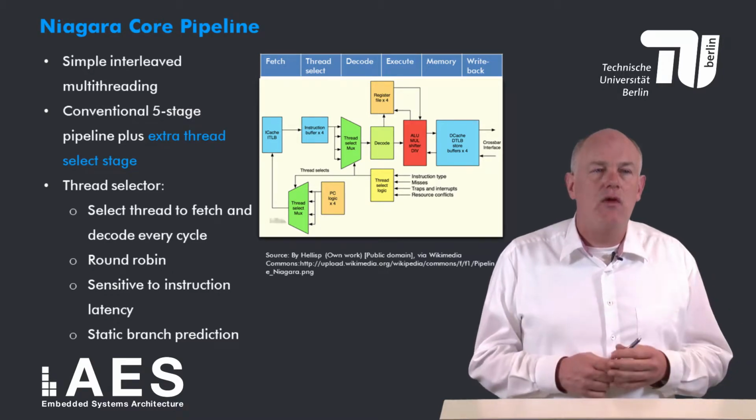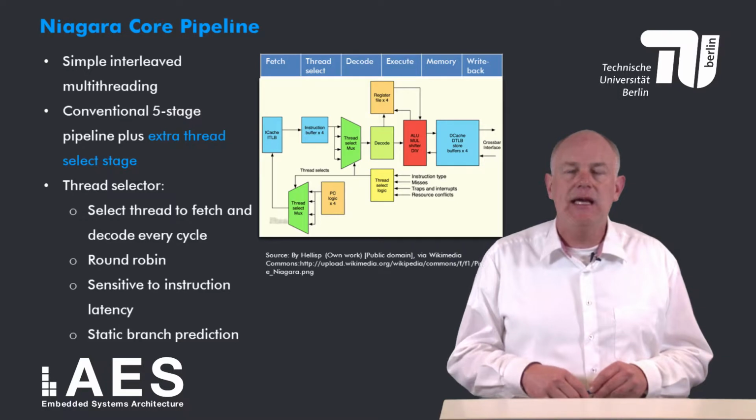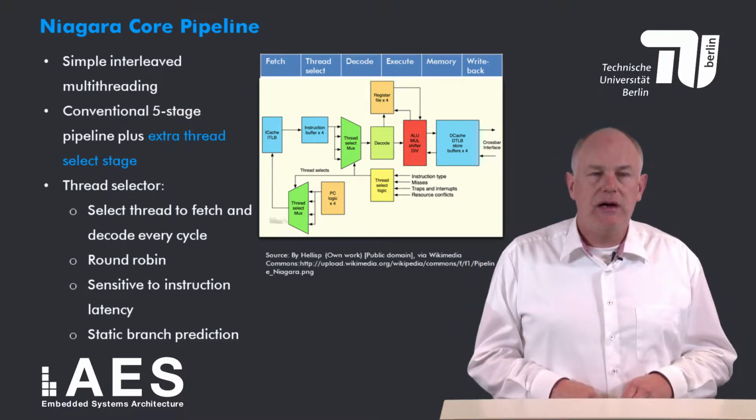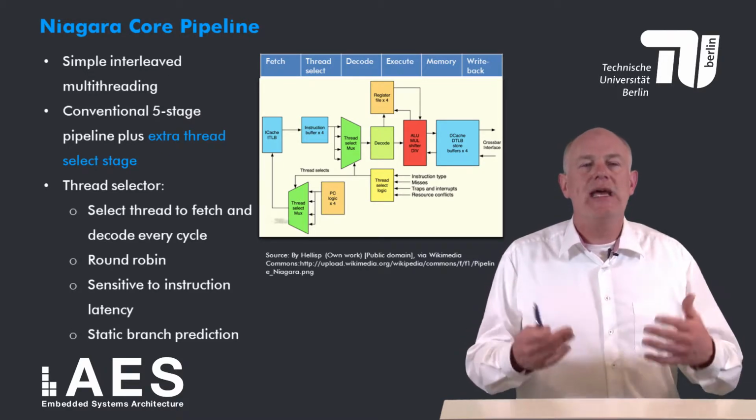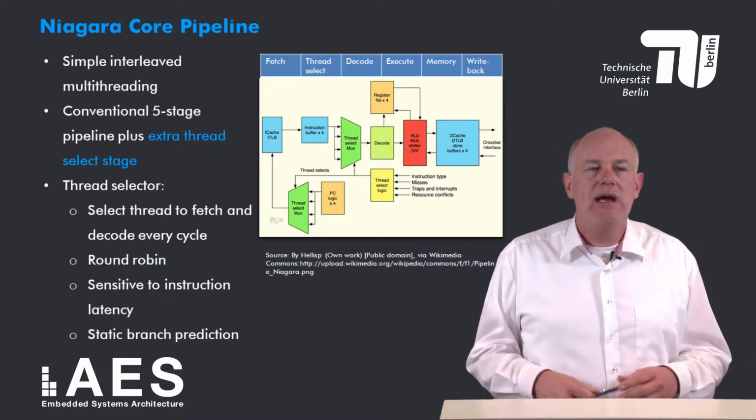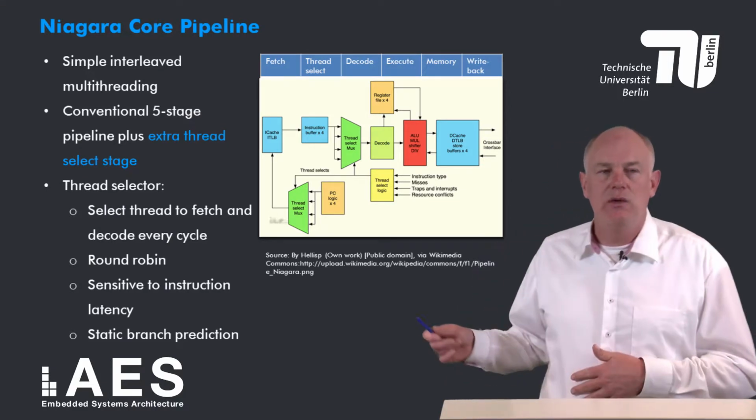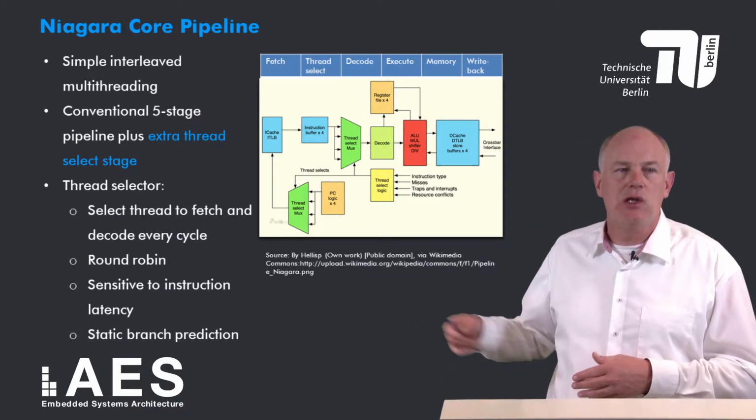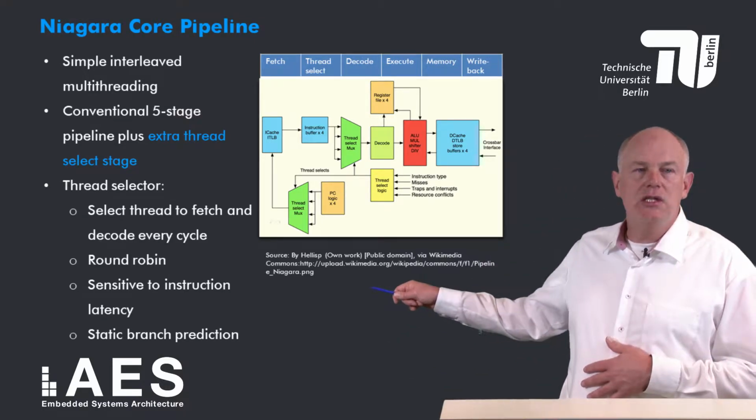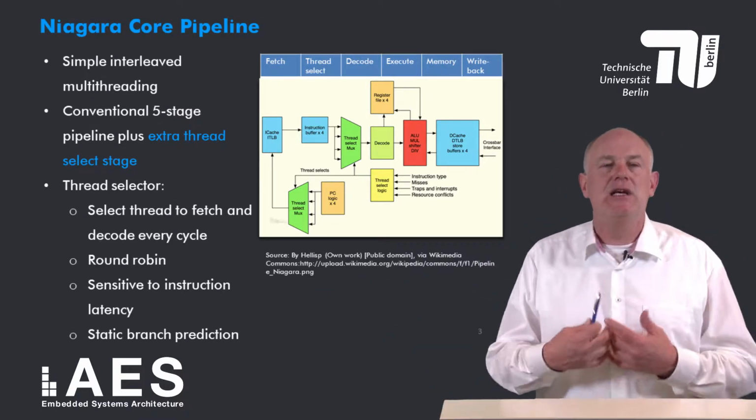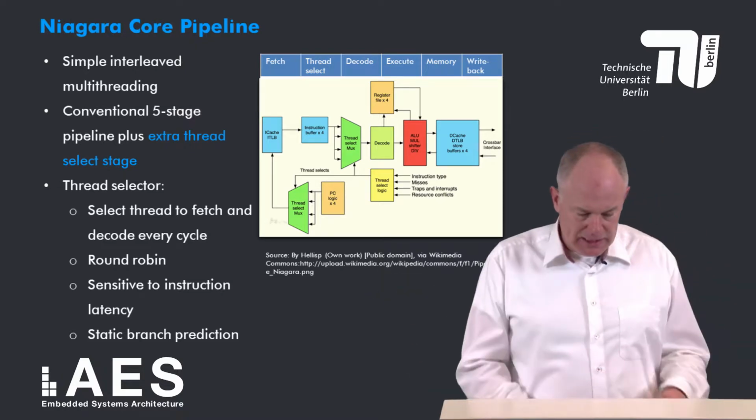Basically, it's round robin, but it's also sensitive to instruction latency. So if an instruction has a relatively long latency, it doesn't make sense to keep issuing instructions from that thread, because the execution unit is busy executing this long latency instruction. And furthermore, it doesn't perform dynamic branch prediction that we discussed before, but static branch prediction.